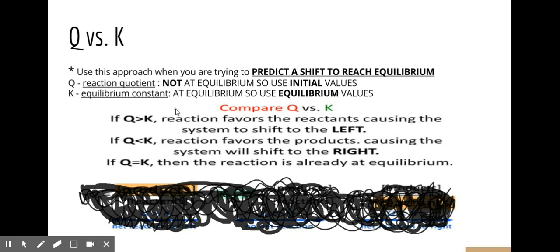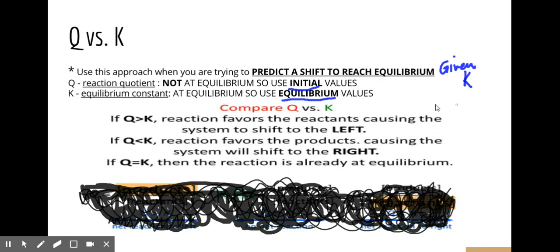The way we write Q expressions is the exact same way that we write K expressions. It's just we use initial values instead of equilibrium values. K stands for equilibrium constant, meaning that it's at equilibrium. So we have to specifically use equilibrium values, which are the E line of the rice chart, when we plug in for K. Now, when we are using this approach, you will be given K. So you'll be given some value of K, and you will probably have to calculate Q and figure out which way the reaction needs to shift to reach equilibrium.